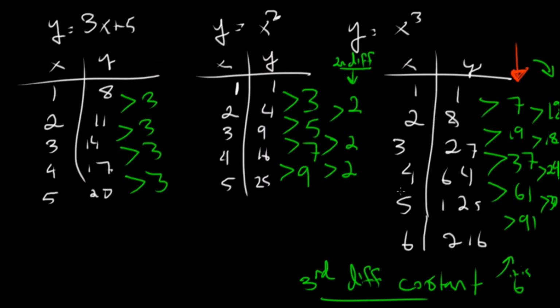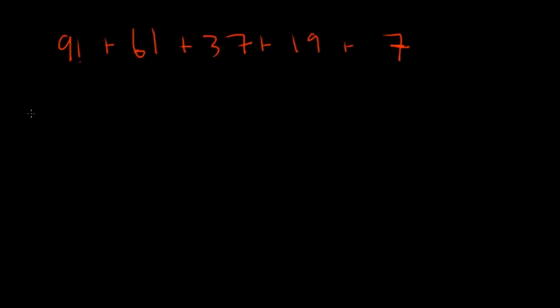So 91, let's jump back here real quick. 91 is the difference between 6 cubed and 5 cubed, so I'm going to go ahead and write it that way. 6 cubed minus 5 cubed, all right? 61 is the difference between 5 cubed and 4 cubed.